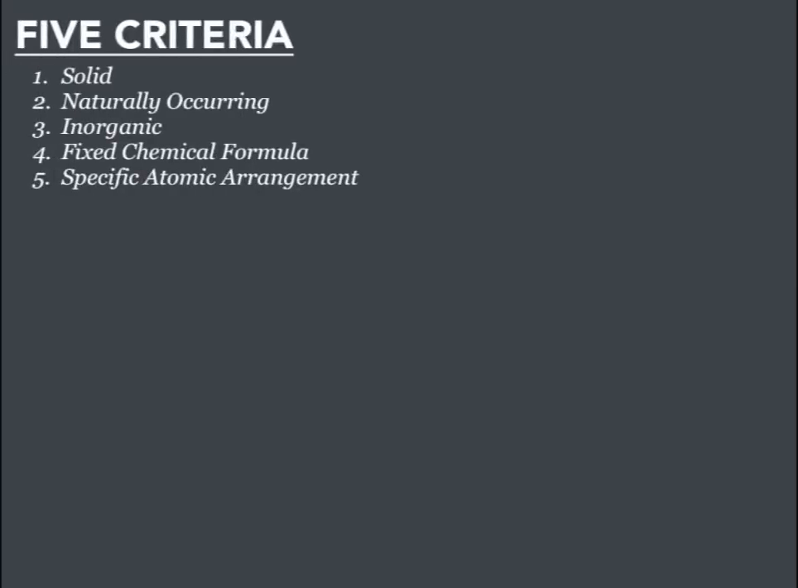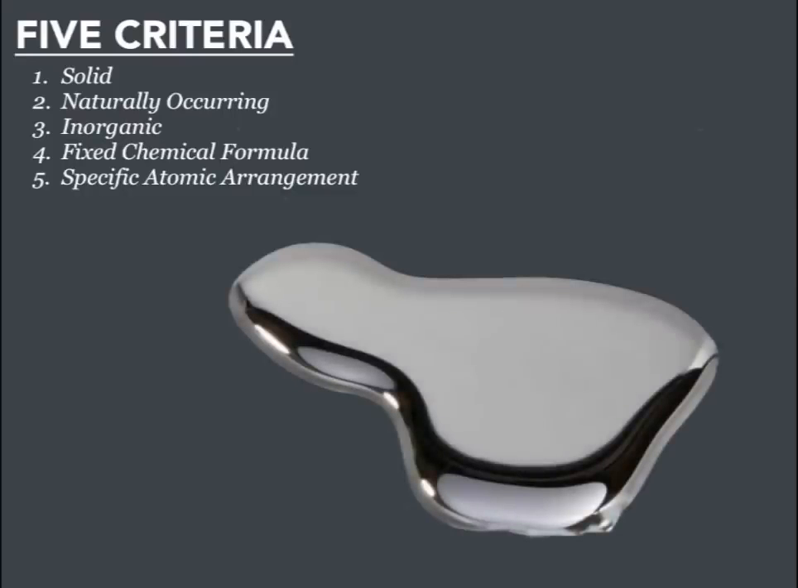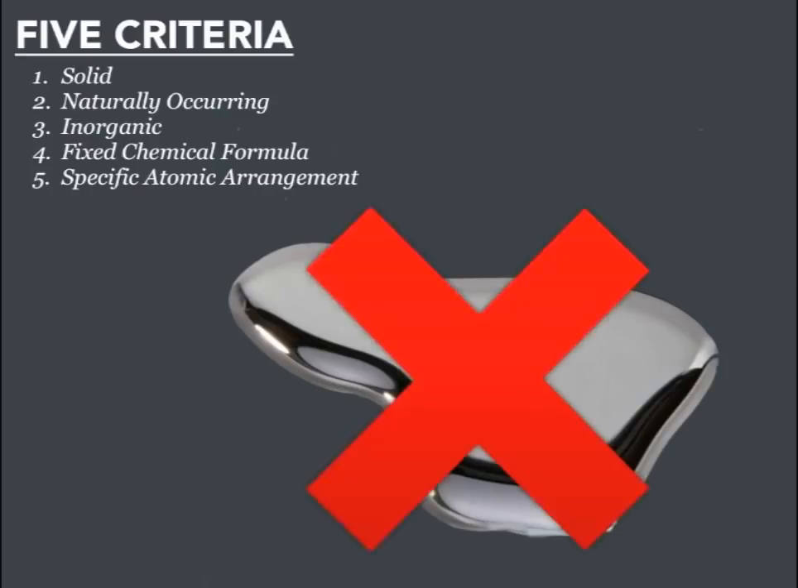So let's test ourselves a little bit. Here are those 5 criteria. Must be solid, naturally occurring, inorganic, have a fixed chemical formula, and a specific atomic arrangement. So what about this pool of liquid mercury? Can this be considered a mineral? Well, if you look at criteria number 1, it says it must be a solid, and this clearly is a liquid, so sorry mercury, you're not a mineral.